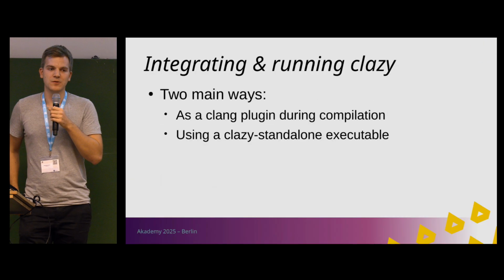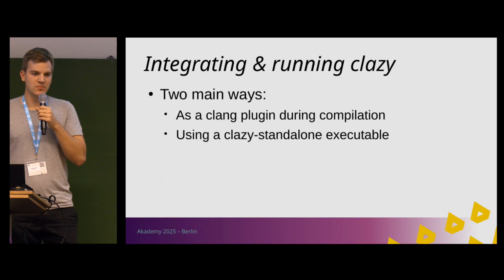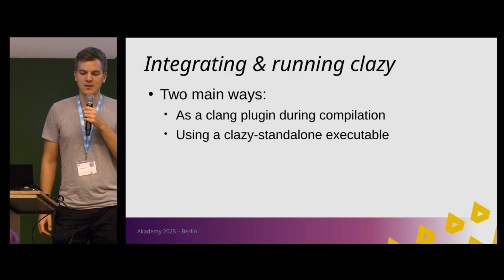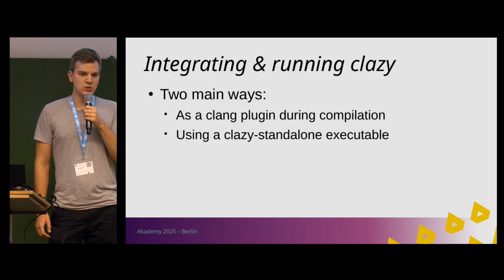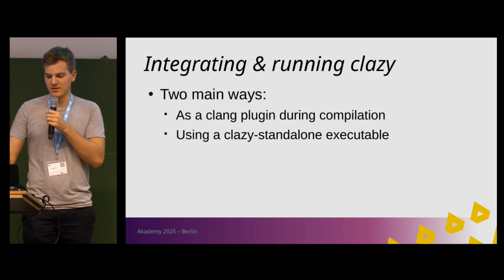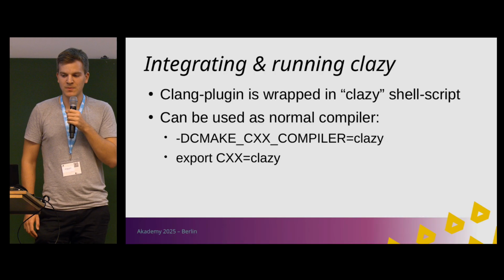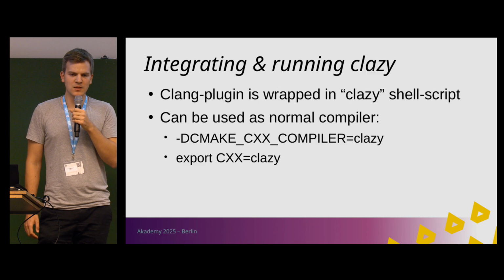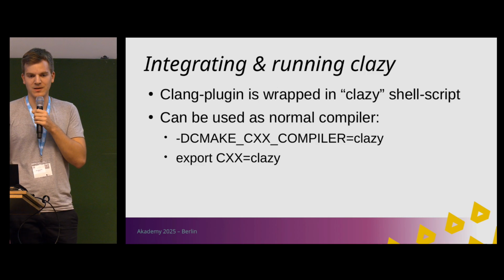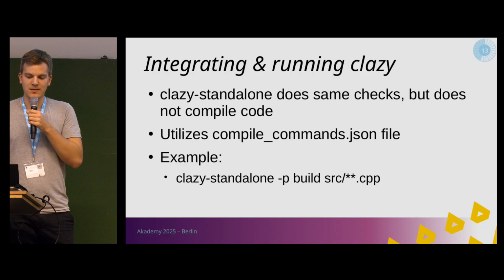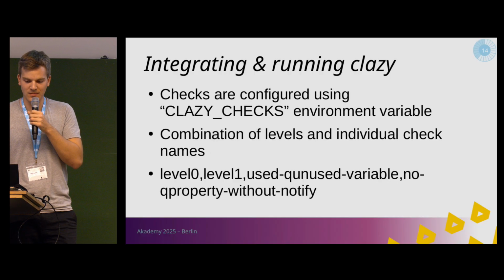Now let's talk about how you can integrate and run Clazy. There are 2 main ways. You can use the Clang plugin during compilation or the Clazy standalone executable. The Clang plugin is wrapped in the Clazy shell script, and you can just set your compiler to Clazy and then it will run during compilation. And Clazy standalone basically does the same, but does not compile the code. And like many other Clang tools, it utilizes the compile commands JSON file.